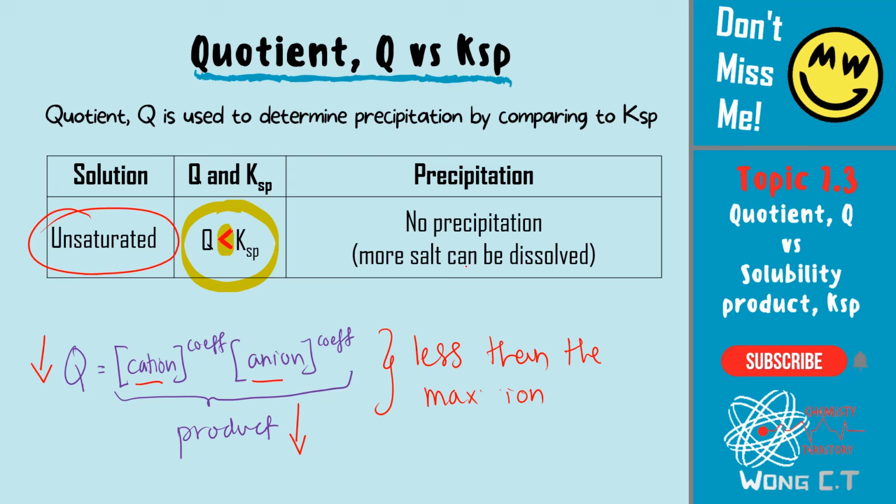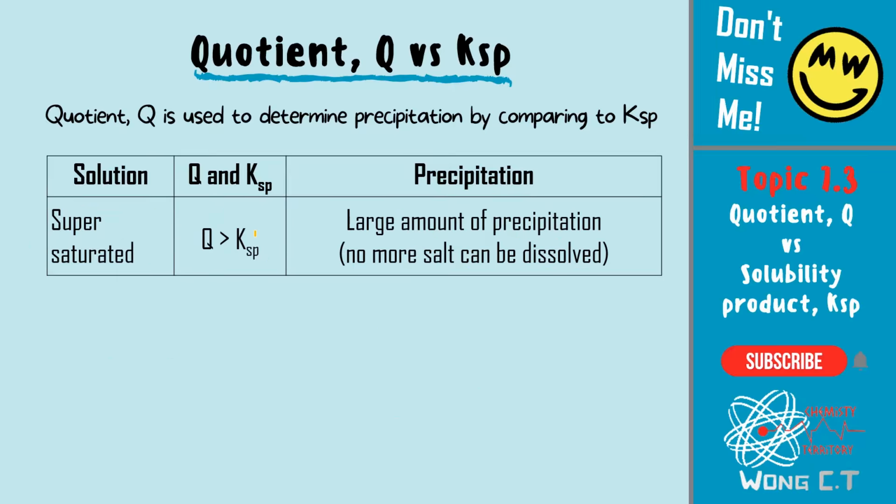And since it's an unsaturated solution, guys, you can dissolve more salt, right? You can dissolve more salt. Therefore, there will be no precipitation. Alright? Simple.